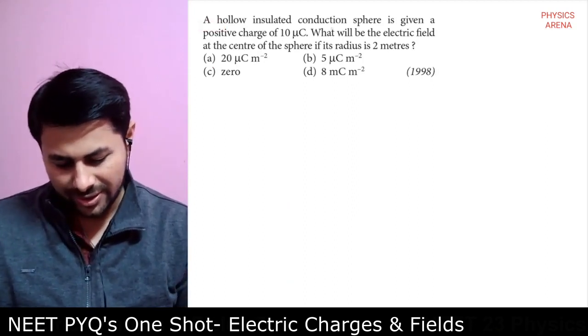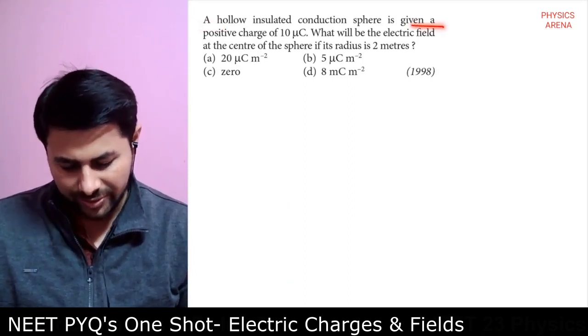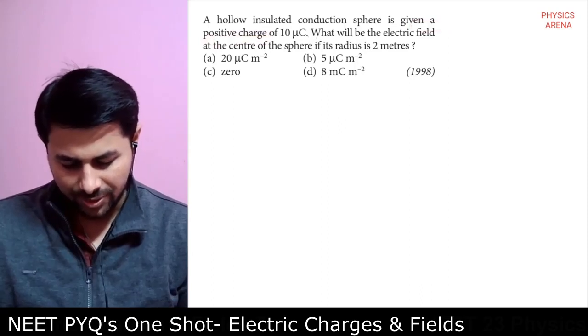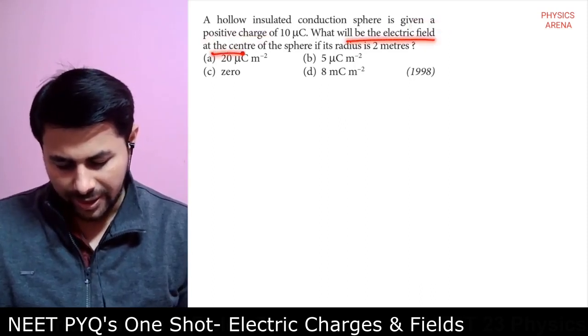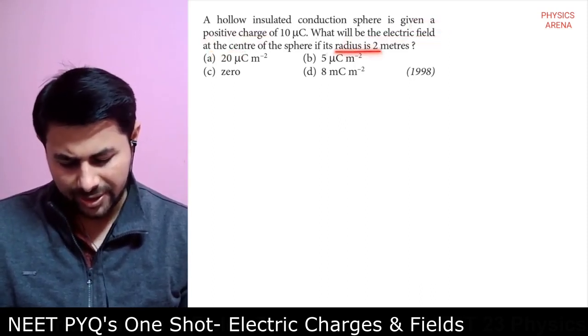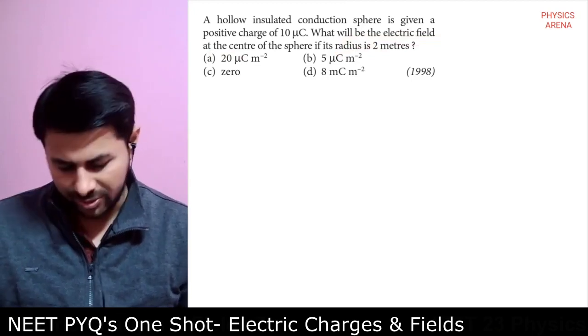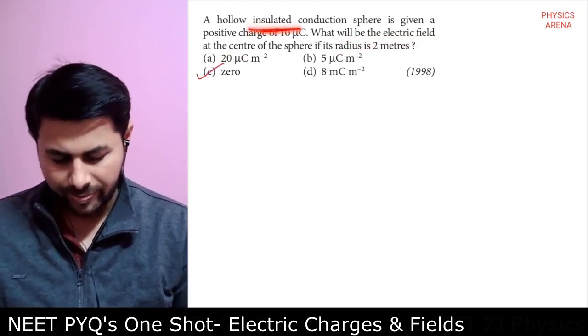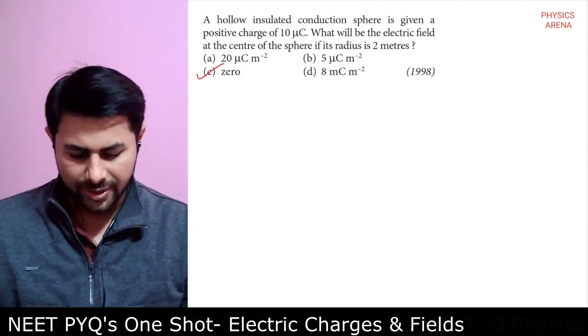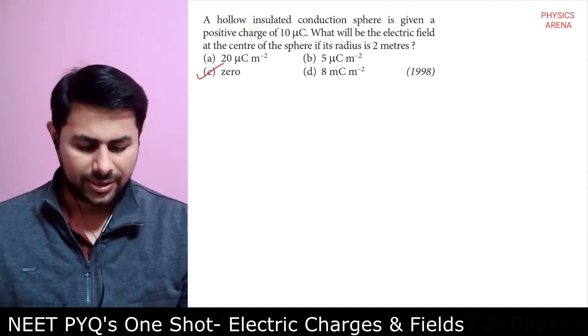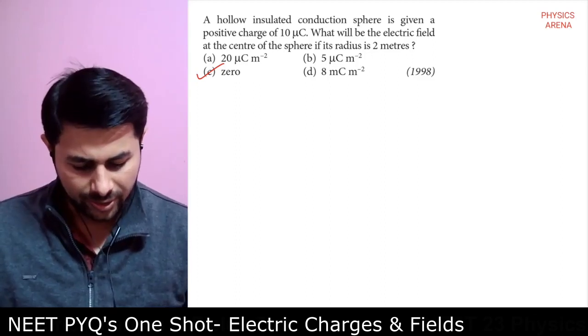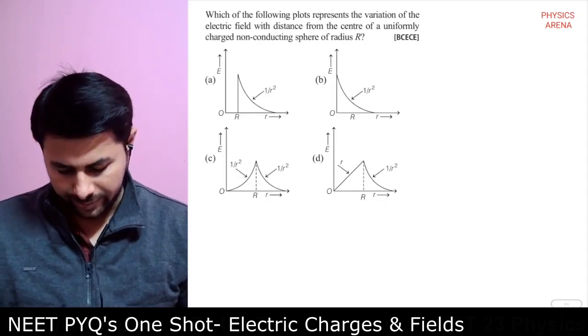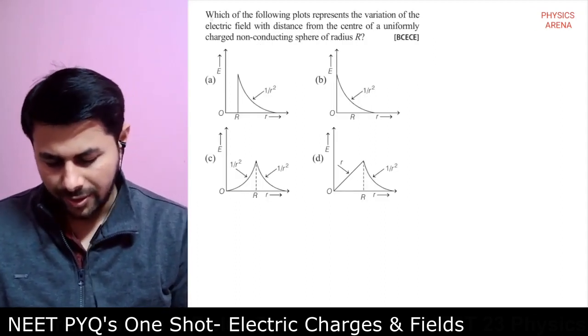A hollow insulated conducting sphere is given a positive charge of 10 microcoulomb. What will be the electric field at the center of the sphere if its radius is 2 meters? Again, this is a repeated question. The answer is 0. It's a hollow sphere, so the electric field inside is 0 if the charges are on the sphere. Okay, next question.